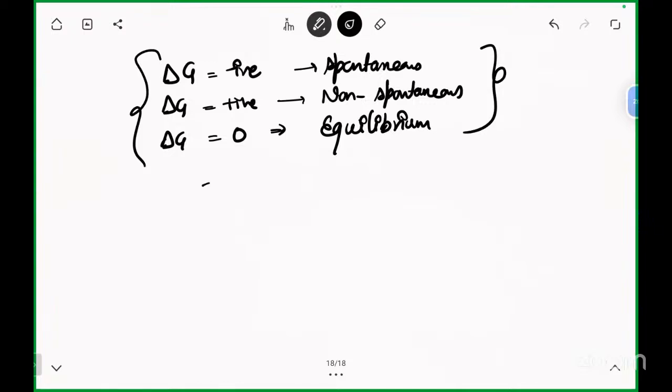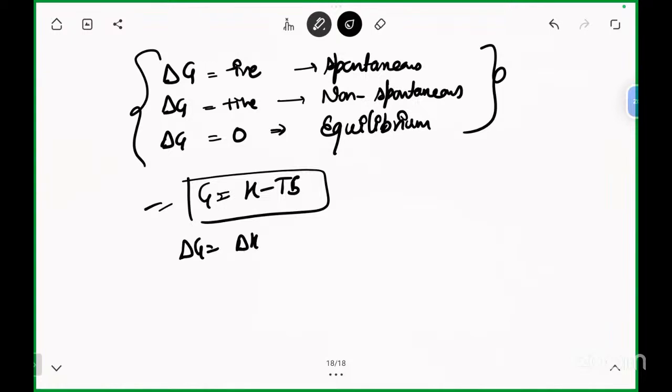One formula is G is equal to H minus TS, or you can say delta G is equal to delta H minus T delta S. So this is the Gibbs free energy change. These are the important questions of thermodynamics. Let's discuss some more questions from the equilibrium point of view.